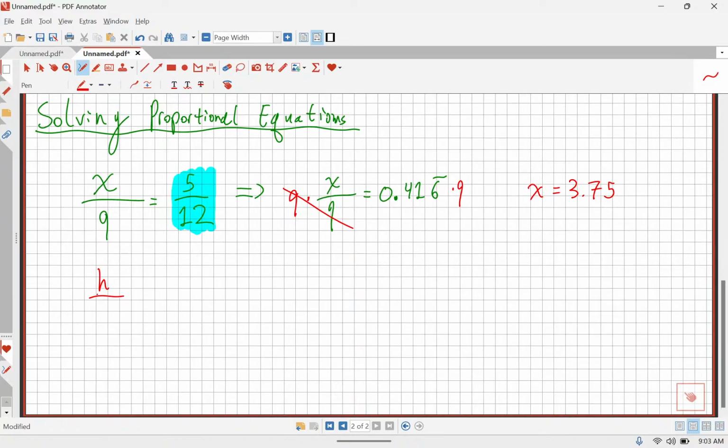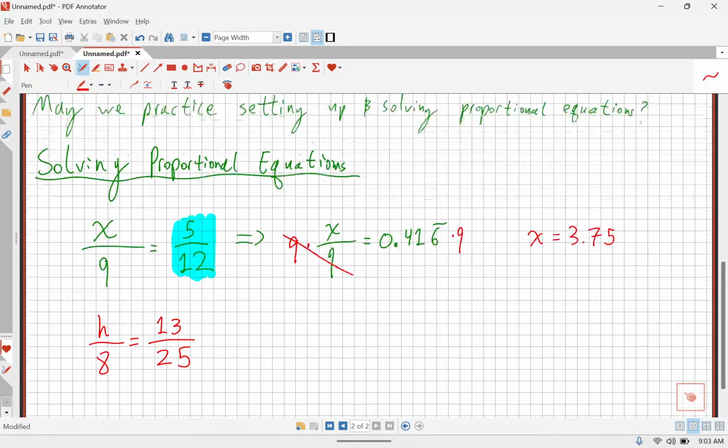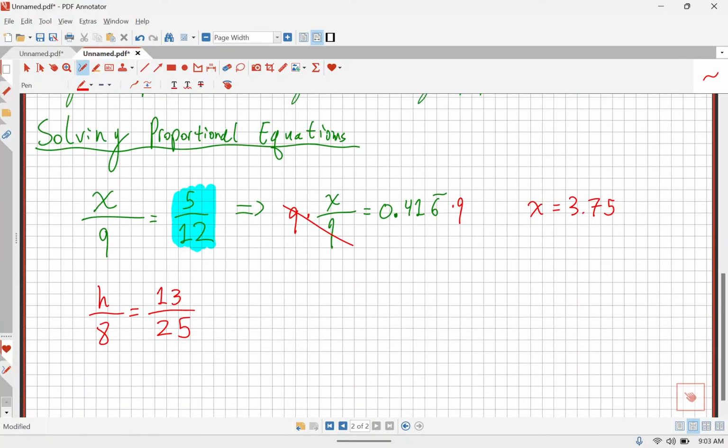h over 8 is equal to 13 over 25. So again, try to do this the same way that Addie just did that one, where we actually do the division to turn that into a one-step equation and then solve that one-step equation. It might be a crazy-looking number on one side, but that's okay. I'm going to show you a way to avoid those crazy-looking numbers a little later. Give it a try and teach.